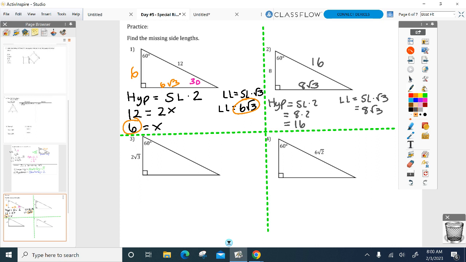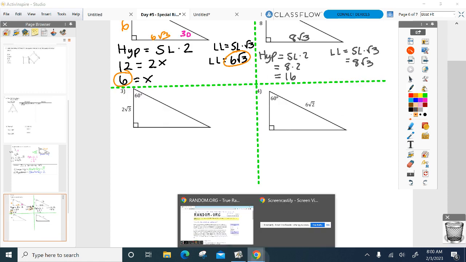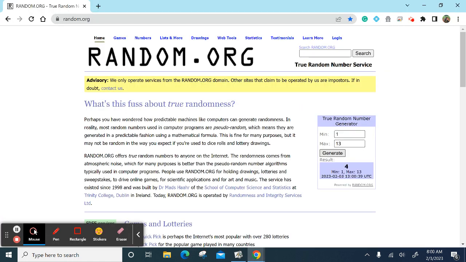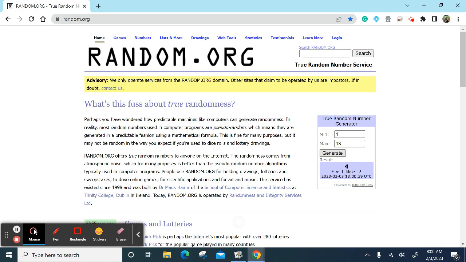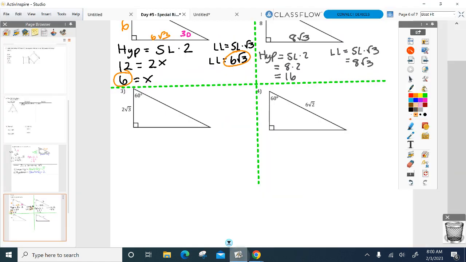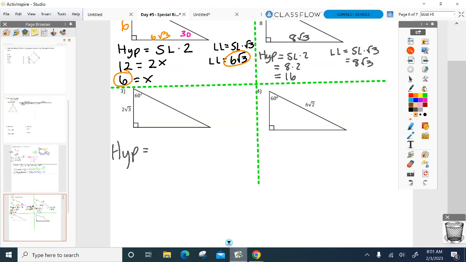Okay. Now we're going to have to do some work with radicals like we did yesterday. 2 radical 3. What is that? Shorter leg. All right. So if I have the shorter leg, I can either find the hypotenuse or the longer leg. Which one do you want to find for us? All right, you got it. Hypotenuse. What's the rule for the hypotenuse? Shorter leg times 2.